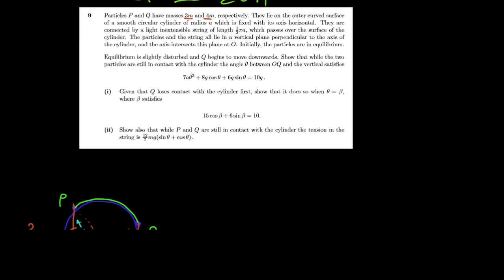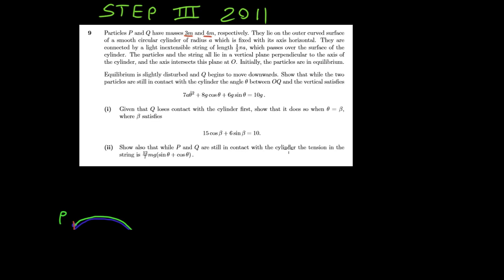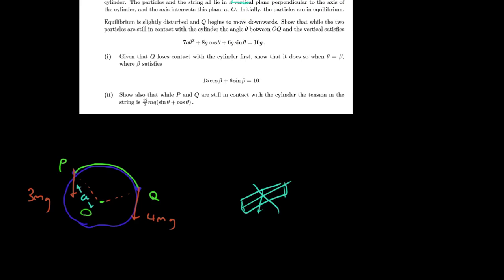So that just means we're looking at a slice through the cylinder. And this is completely horizontal, so the cylinder isn't placed like this or anything. That would make the question significantly more difficult, because then the particles would be coming down like that. So that's not the case. It's actually simpler than that. So they're connected by a light inextensible string of length half pi a. Alright, well, what does that tell you? That tells you the string connecting P to Q is of length pi over 2 times a.